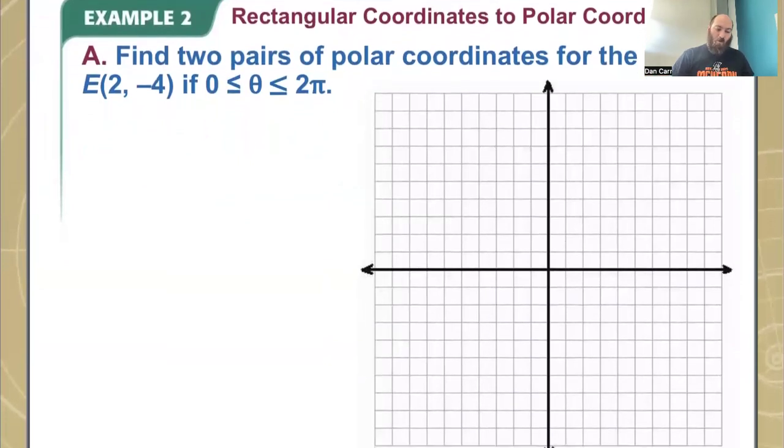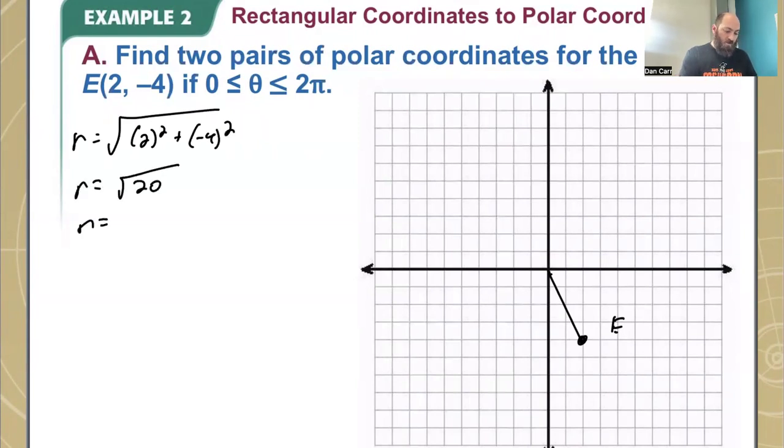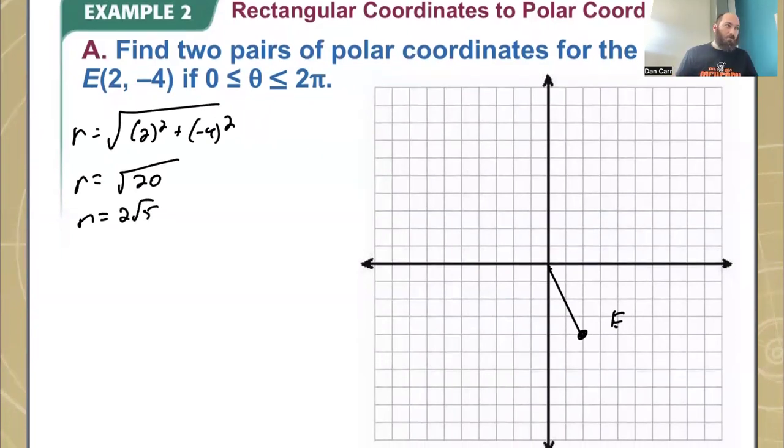Find two pairs of polar coordinates for the point E at (2, -4). So that's going to put me at 2, 1, 2, 3, 4. Right here is point E. I'm trying to find what polar coordinate matches with that. First thing I'm going to do is find r. R is equal to the square root of 2 squared plus negative 4 squared. So r is equal to the square root of 20, which is equal to 2 root 5. That's when I break it down there.